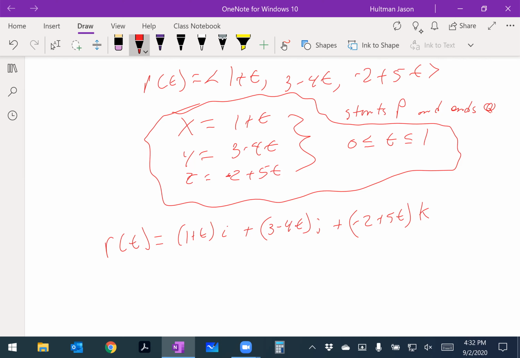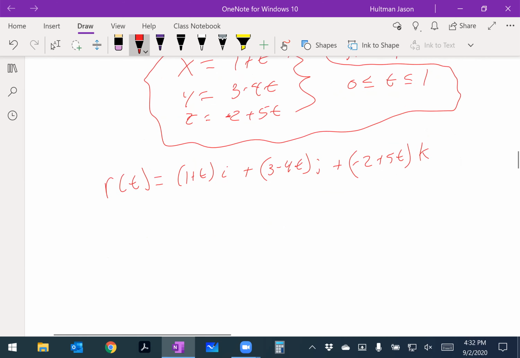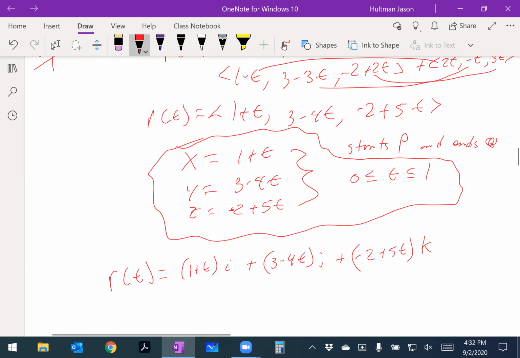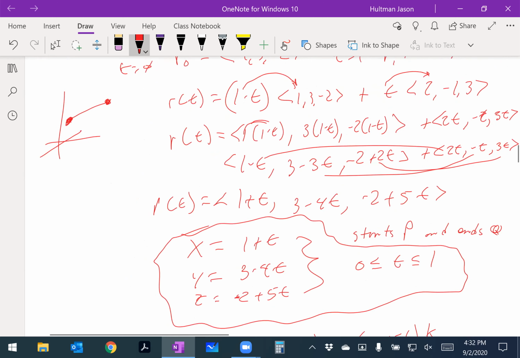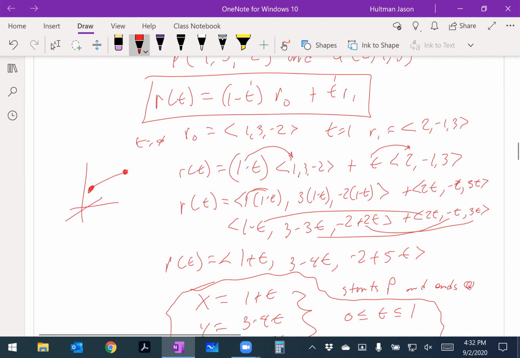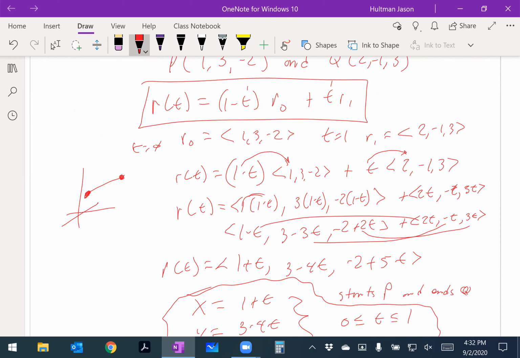I just have a quick question. For the equation that you were showing at the beginning, r of t equals 1 minus t times r sub 0 plus t r sub 1, does that represent just the vector equation in general, or just of a line segment, or what does that represent again? It's the equation of a line segment. It's the equation of a line segment in R3.